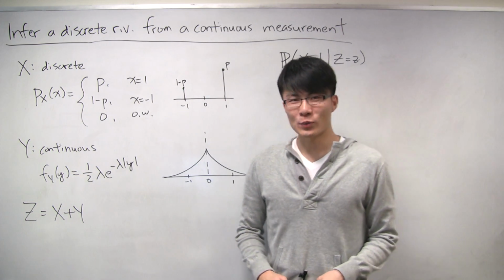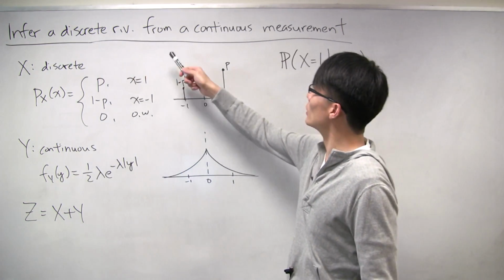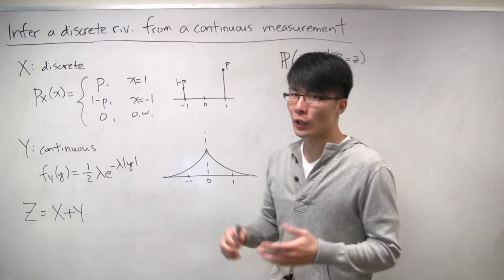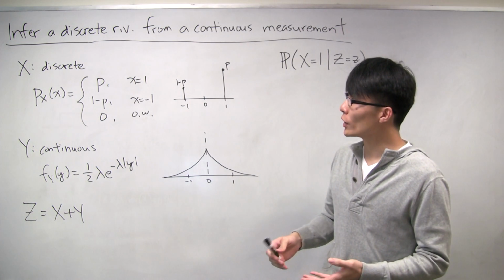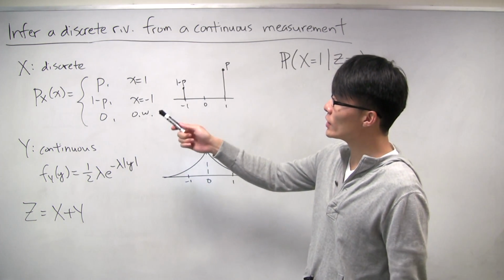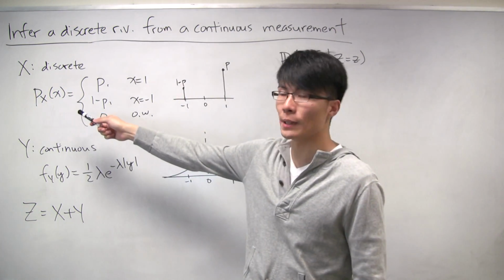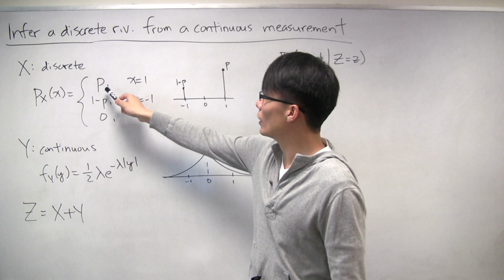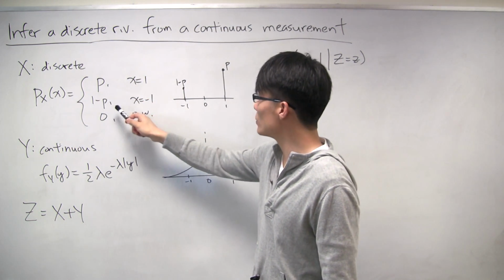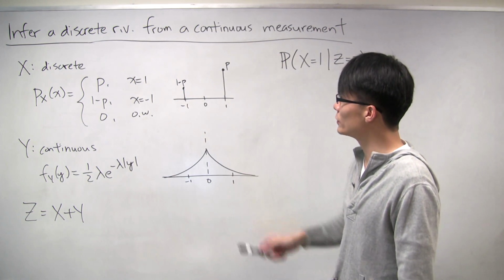Hi. In this problem, we're going to look at how to infer a discrete random variable from a continuous measurement. And really what it's going to give us is some practice working with a variation of Bayes' rule. So the problem tells us that we have a discrete random variable x with this PMF. It is 1 with probability p, minus 1 with probability 1 minus p, and 0 otherwise. So here's just a diagram of this PMF.